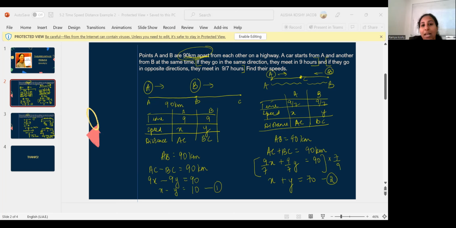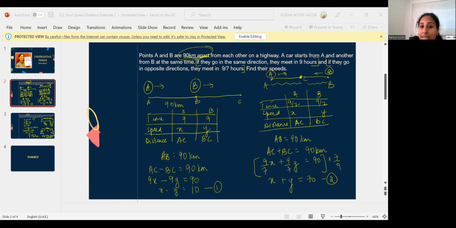Now, suppose they are both going in opposite directions. I have A over here, B here. They're going in opposite directions. Again, the time taken to reach this point is the same, 9 by 7 as given here. AC time and BC time are the same. I'm assuming the speeds to be x and y.